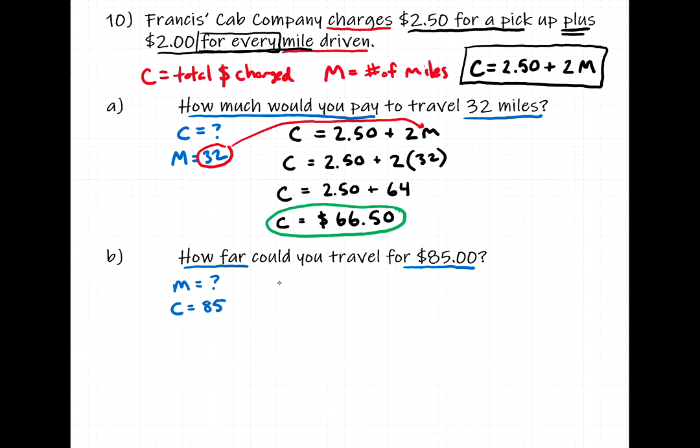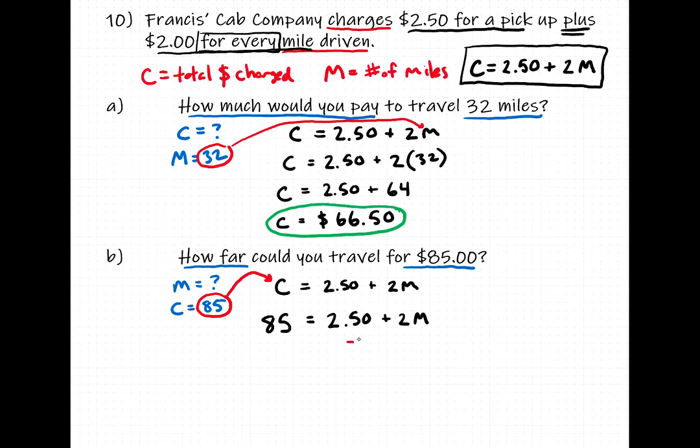Now for part B, same equation. The total charge is equal to 2.50 plus $2 times the number of miles. And in part B, we're given 85 as the value for C, so we could swap out the C with an 85. So that's 85 is equal to 2.50 plus 2M. Here we have to do a little bit of algebra. We have to solve for M.